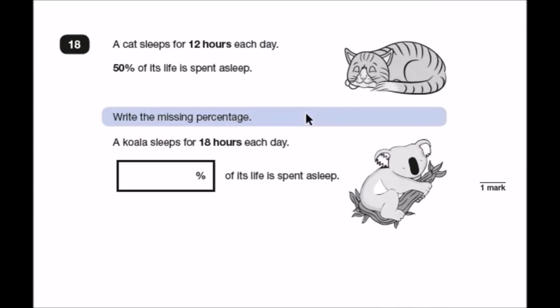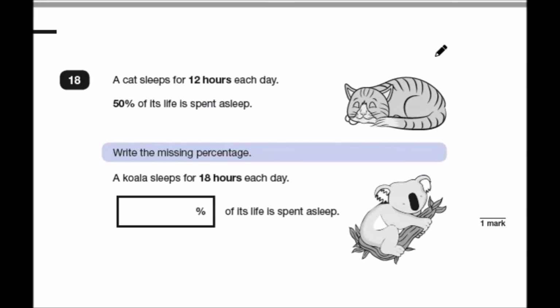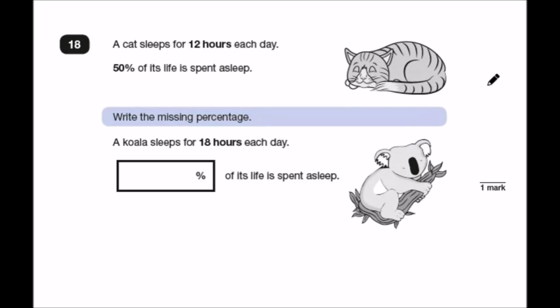That's it. Now, number 18, let's go back to the work now. So a cat sleeps for 12 hours each day. 50% of its life is spent asleep. Oh my God, that's a lot. So half of his life is spent asleep. Ooh, a koala sleeps for 18 hours each day. How many percent of his life is spent asleep?